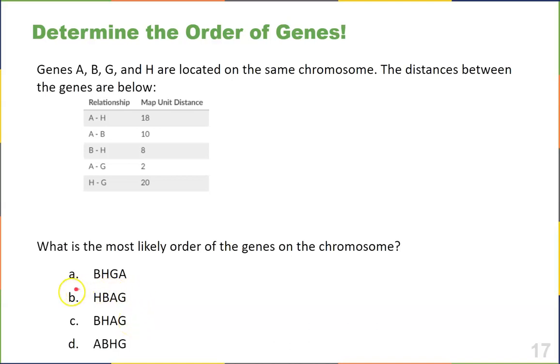So we're going to go ahead and say B for right now, but let's check these other map units. A and B have a map unit of 10, and then H and B have a map unit of 8. So that looks good to me, so I'll say letter B for that one.